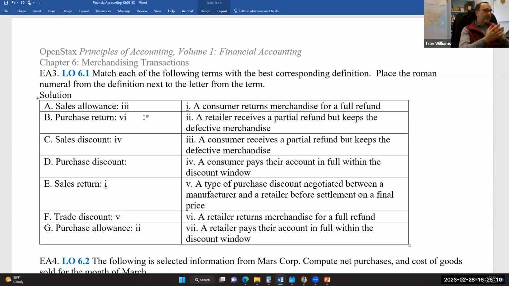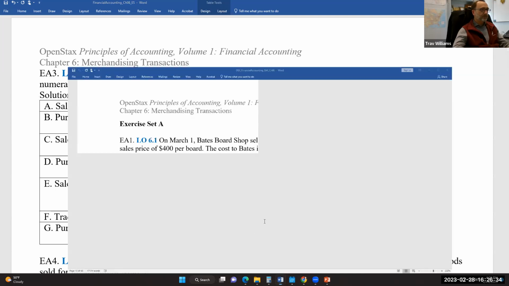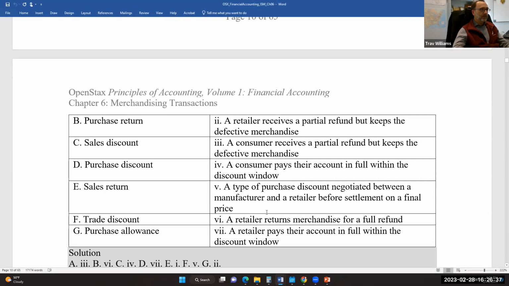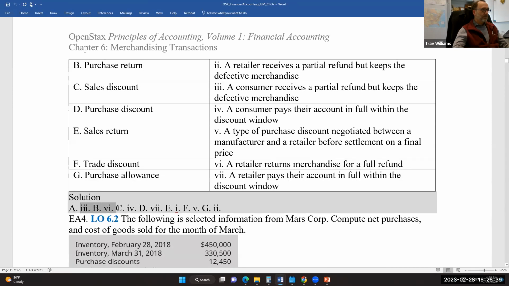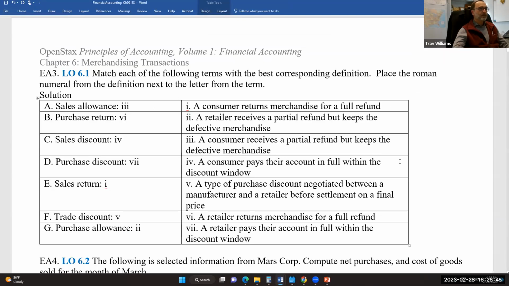And the last one has to be D. A retailer, again, a merchandiser, pays their account in full within the discount window. So the purchaser got a discount for paying early, and we call that a purchase discount. Okay, so those are the answers in this order: 3, 6, 4, 7, 1, 5, 2. And we can see it here. 3, 6, 4, 7, 1, 5, 2. Okay, any questions on number 3?